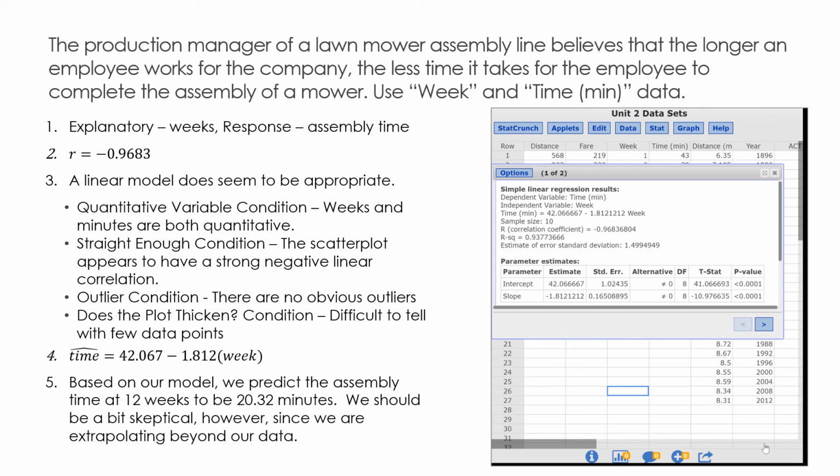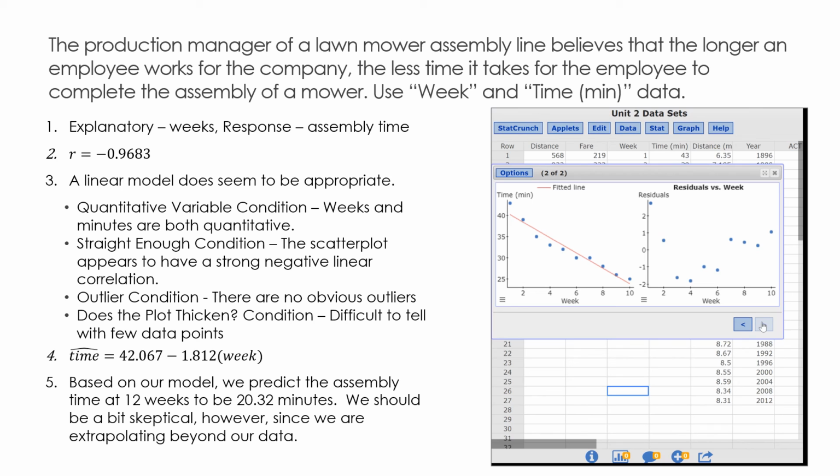Question 2 asked for what is the R, the correlation coefficient, and notice I got negative 0.6836, etc. I've rounded that to 4 places, which is pretty standard. The next question is, is a linear model appropriate? First we look at time in minutes and the variable, which is weeks, and those are both quantitative, so they work just fine.